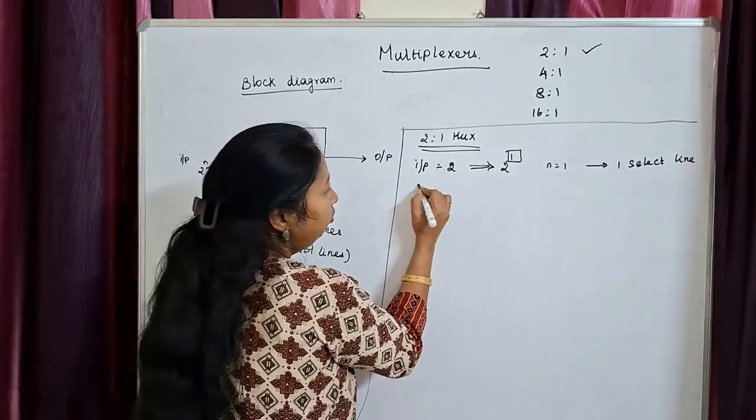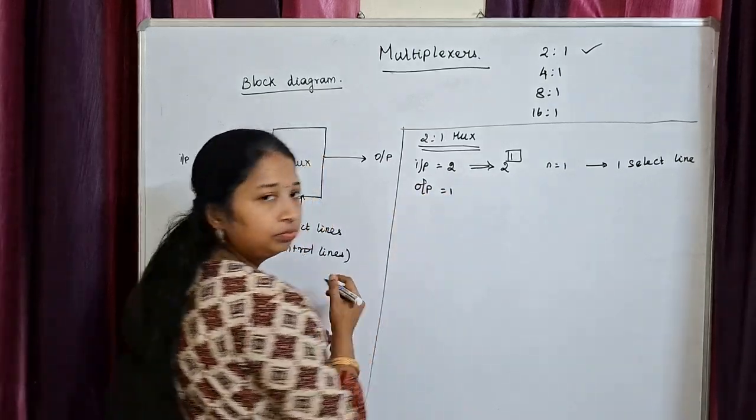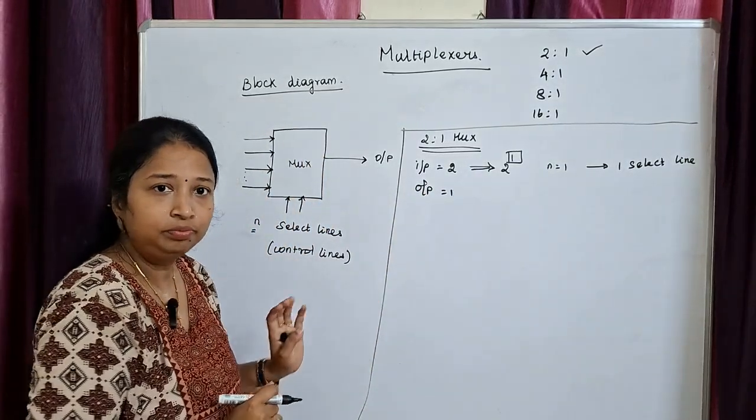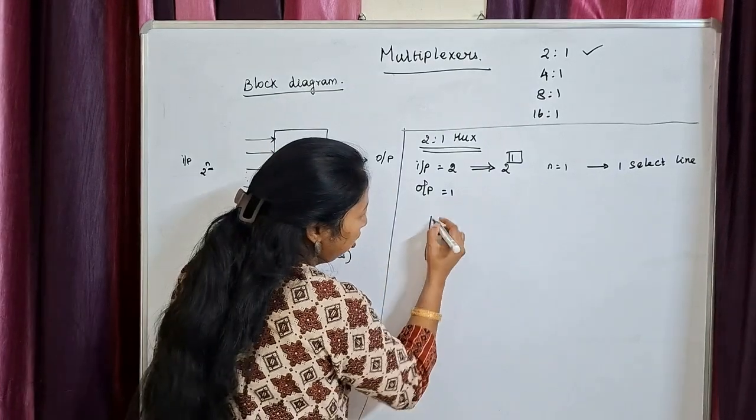Clear? Your output is going to be only 1, that you very well know. Now, how to design this? Give me the block diagram first.